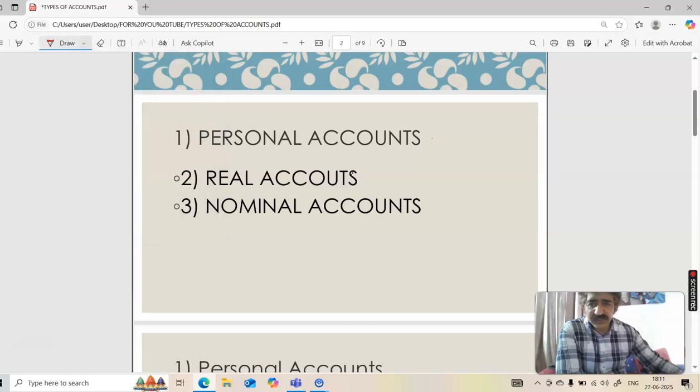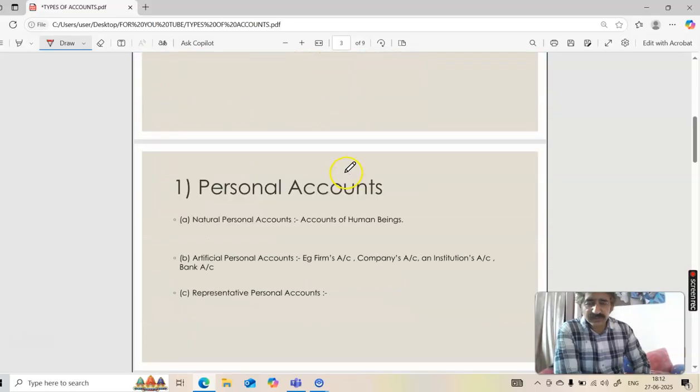So first one is personal account, second is real account, third is nominal account. The accounts of various items which we record in books of accounts can be classified into three categories. One is personal accounts, second one is real accounts, and the third one is nominal accounts. Okay, let's understand what each of these terms mean.